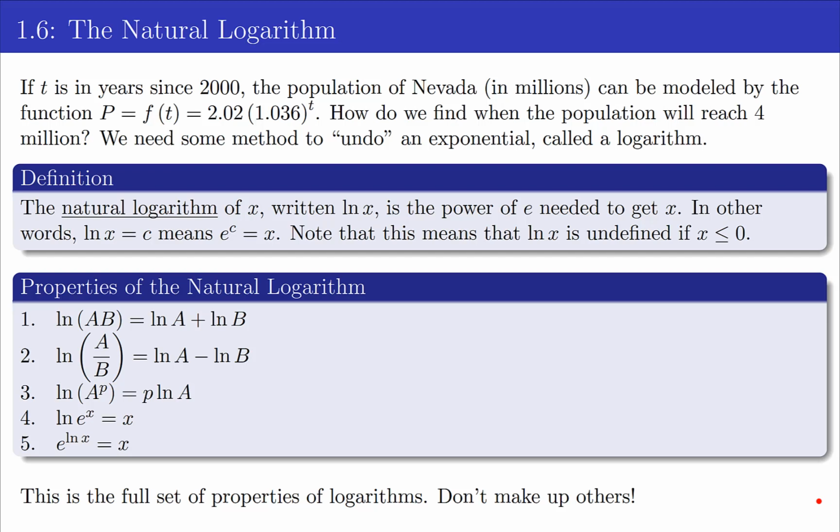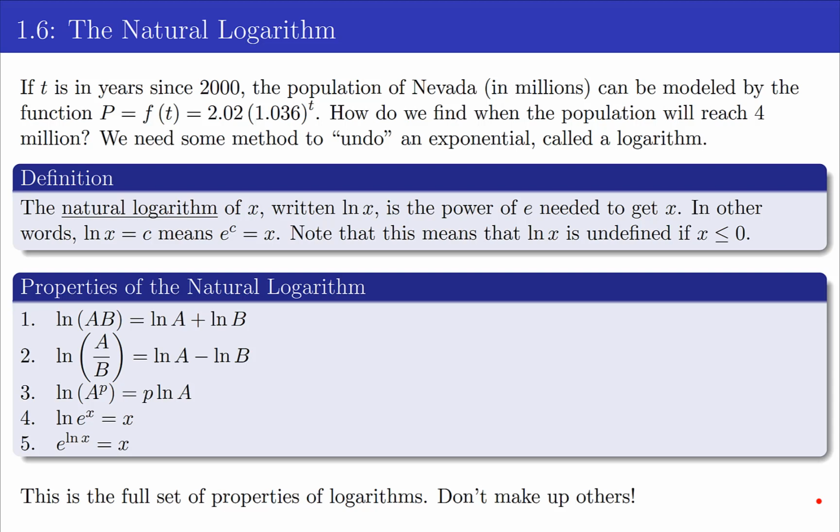In this lesson, we'll talk about the natural logarithm. Since we just talked about exponential functions, the natural logarithm comes up very easily in the process of solving some of these equations. If t is in years since 2000, the population of Nevada in millions can be modeled by this function. That's an exponential function.